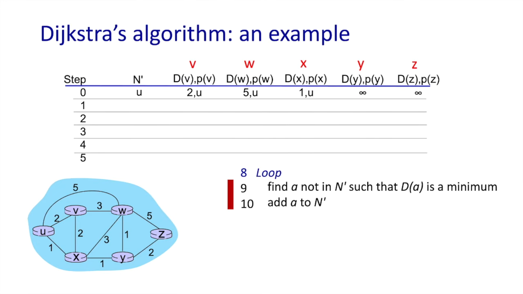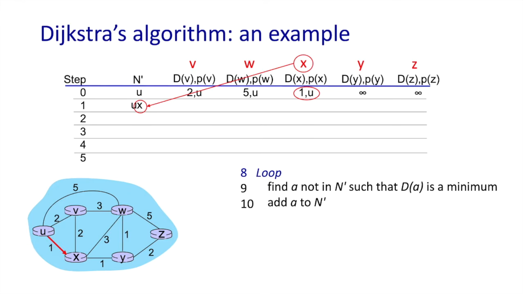And in steps 9 and 10, we're going to do a node identification. We want to find the node A that's not yet in N prime such that d sub A, the cost to A, is a minimum, and then we're going to add A into N prime. So taking a look at the table above, we see the cost to V is 2, the cost to W is 5, the cost to X is 1. So X is the minimum here. We're going to add node X into N prime. And you can see on the bottom left here on the graph, we've drawn a little red arrow to show that to get from U to X, that's a direct connection there.